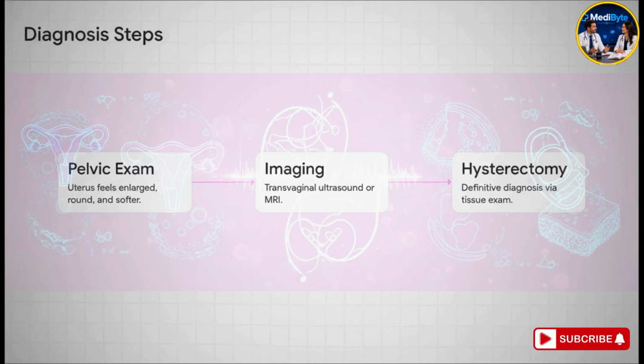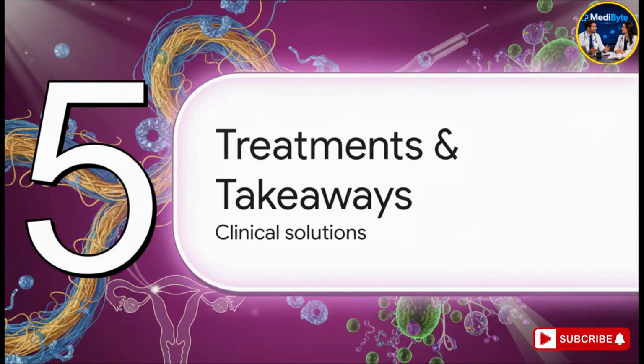But here is the truly fascinating part. A definitively proven diagnosis requires examining the tissues under a microscope, and the only way to actually obtain those tissues is completely removing the uterus through a hysterectomy. Crazy, right? Part 5. Treatments and takeaways. Let's explore the clinical solutions.